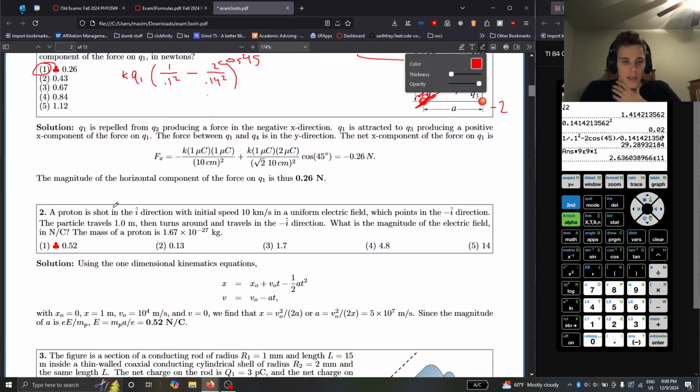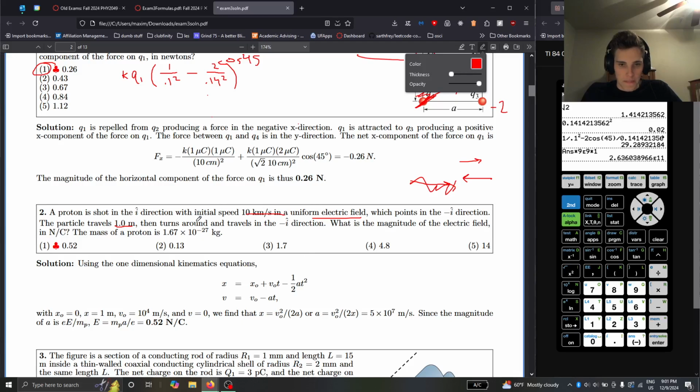Okay, so we have a particle with an initial speed in a uniform electric field. It's going in this direction, travels, and turns around and goes in the other direction. Or rather, the electric field is going in this direction, and it's shot in this direction. We want the magnitude of the electric field. A lot of times, when it's given the mass, I always say it's either conservation of energy or kinematics. And when we're dealing with x's, it's usually going to be those kinematic equations.